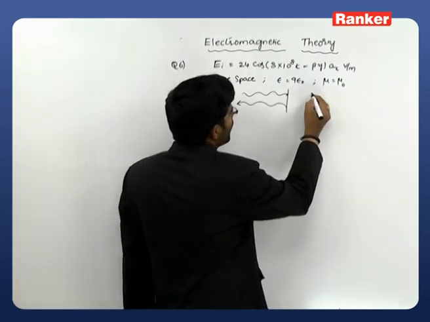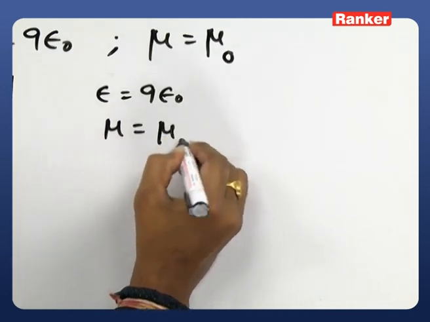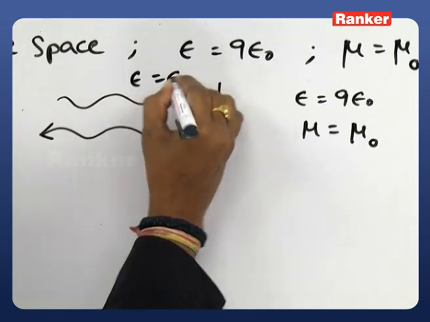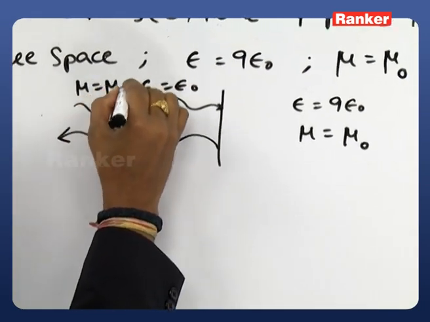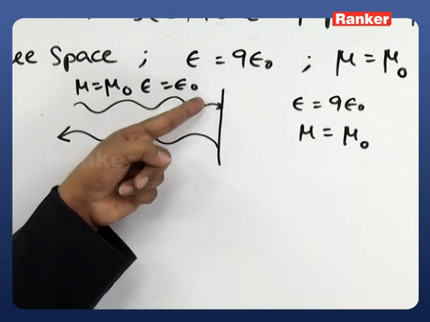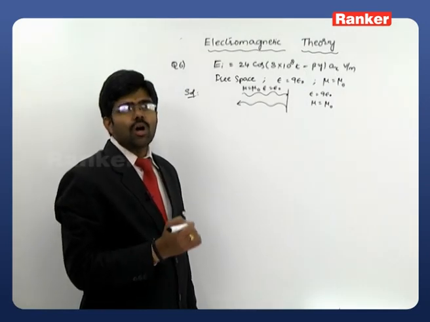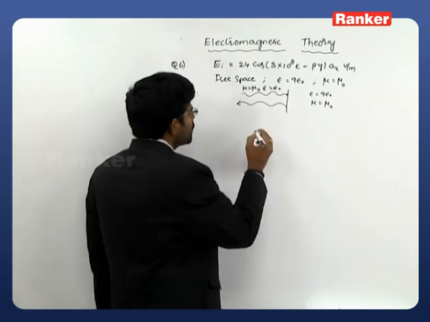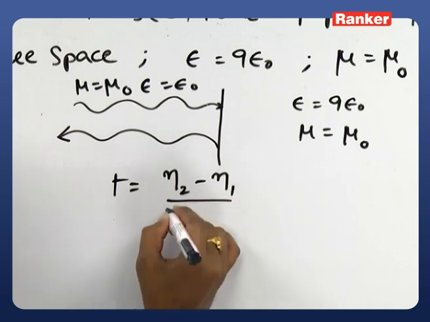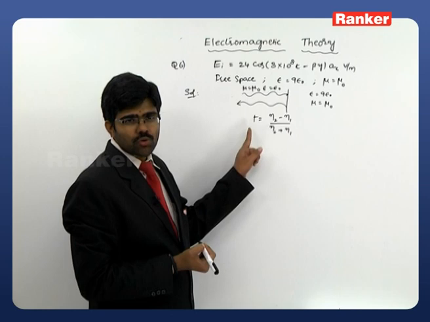Here the medium has epsilon equal to 9 epsilon naught and mu equal to mu naught. Here the medium is free space, therefore epsilon equals epsilon naught and mu equals mu naught. Since we have the incident wave, we can obtain the reflected wave with the help of the reflection coefficient. So how to obtain the reflection coefficient? Reflection coefficient gamma equals, by the basic equation, eta 2 minus eta 1 divided by eta 2 plus eta 1. The characteristic impedance we are supposed to calculate now.